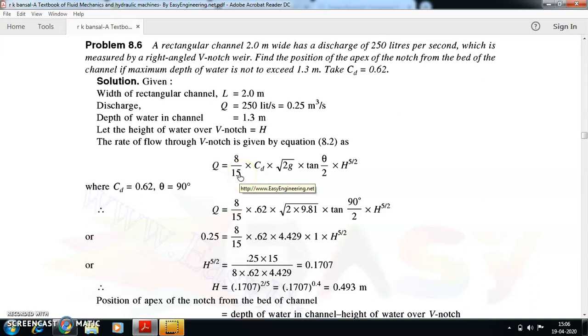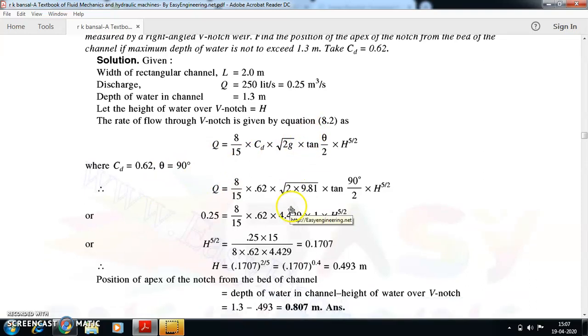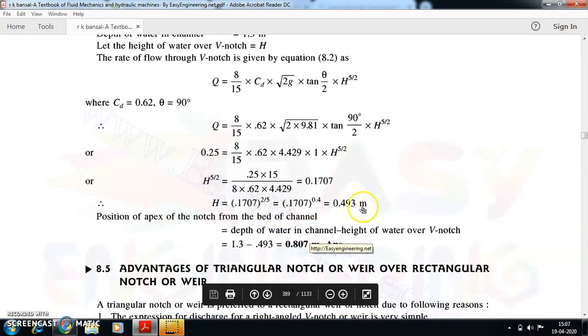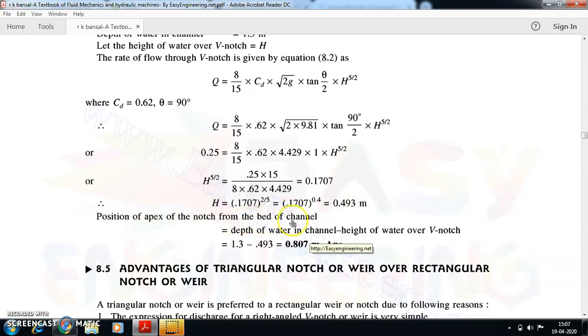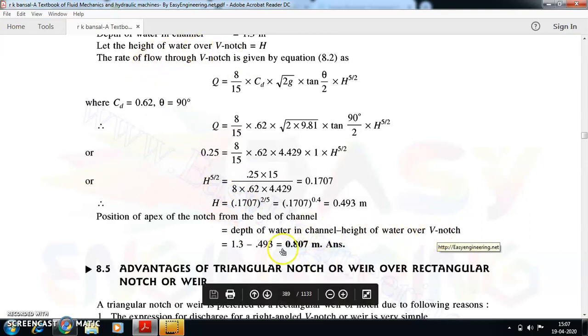That is very important. So Q will be 8 by 15 Cd tan theta by 2 root of 2g H to the power of 5 by 2. So the Cd value is known to you, the theta value is known to you, right? Q value is given to you as 0.25. So you can find H. So the H value is known to you. So what will be the position of the apex of the notch from the bed of the channel? It will be the maximum depth 1.3 minus whatever height of the water is there in the V notch, that we should subtract, which gives 0.807.